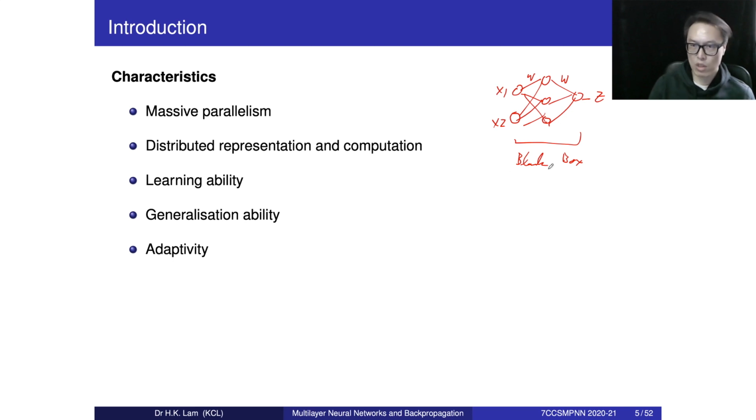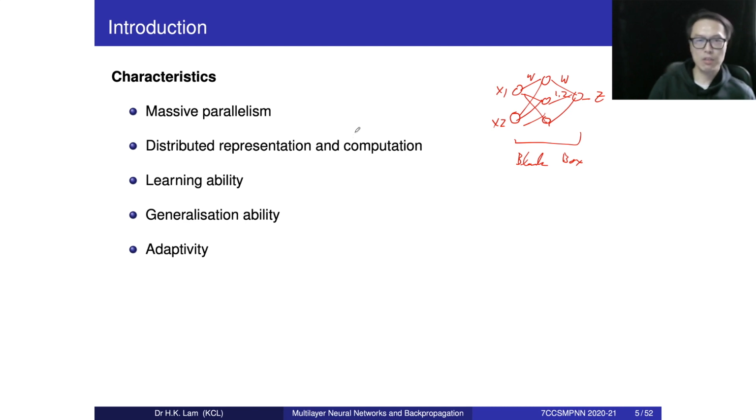because this is a black box. It is also a good thing that we do not need to have much knowledge about the problem, and the representation is distributed over the network. But the bad thing is that we do not know what knowledge it is. We cannot interpret what the value of this connection weight means. For example, this is 1.2. We do not quite understand what it means.